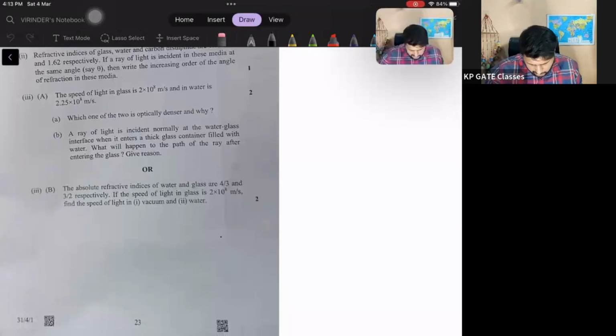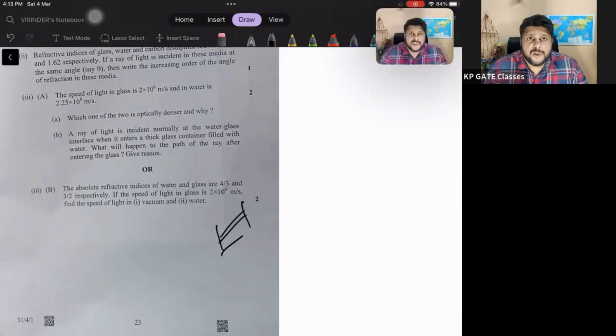So they have given questions from refractive index. So this is our paper. If you have done this paper, I think the difficulty is between moderate and easy. I find it easy, and you can keep it between moderate to easy. On average, everyone should be getting around 65 marks in this examination.